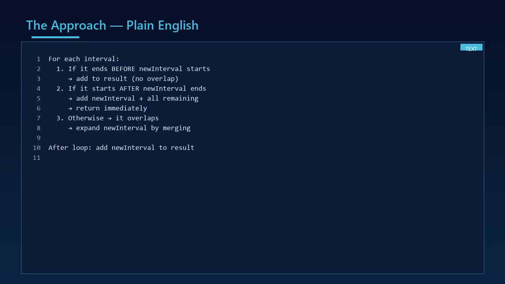Here's the approach in plain English. Walk through each interval. If it ends before the new interval starts, no overlap. Just add it to the result. If it starts after the new interval ends, we are done with merging. Add the new interval, copy everything remaining, and return. Otherwise, it overlaps. Expand the new interval by taking the min start and max end. After the loop, if we haven't returned yet, the new interval goes at the end.